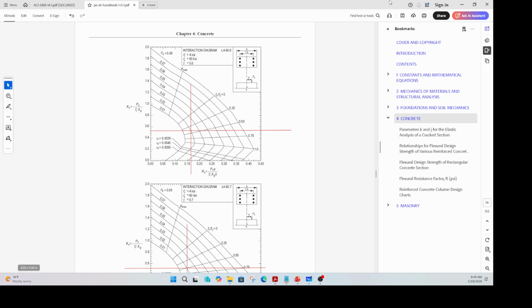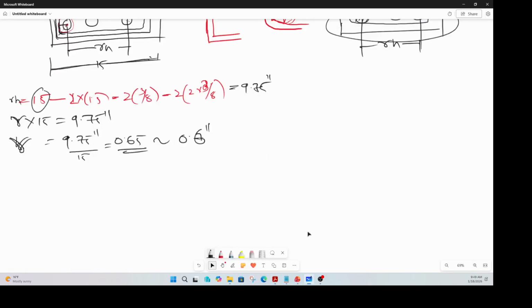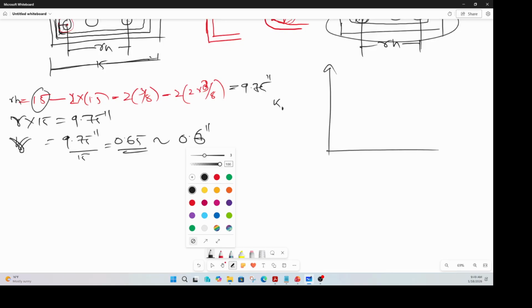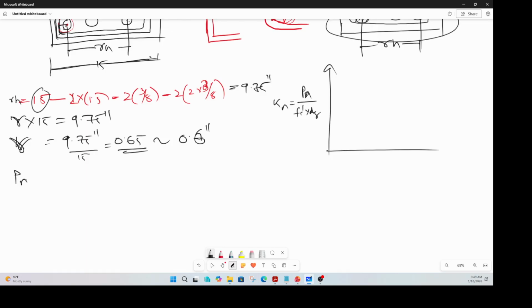And then we come back and calculate our Rn value from the curve. Let's go back here and calculate our Kn value. Kn is the parameter that is here on the vertical axis, which is Pn by Fc prime times A gross. So how do you calculate Pn? Pn is nothing but Pu divided by phi. What is my Pu? 1.2 times P dead plus 1.6 times P live, factored, divided by phi. What is my phi?